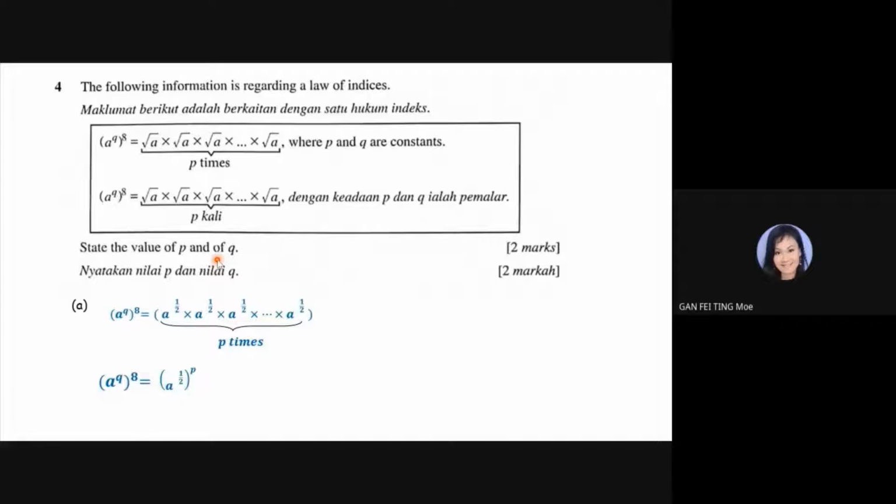Okay, P is 8. How about your Q? You get 1 mark only. Q is 1 over 2. How about the rest? Do you agree?